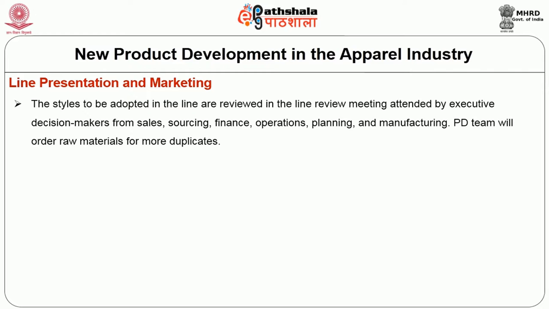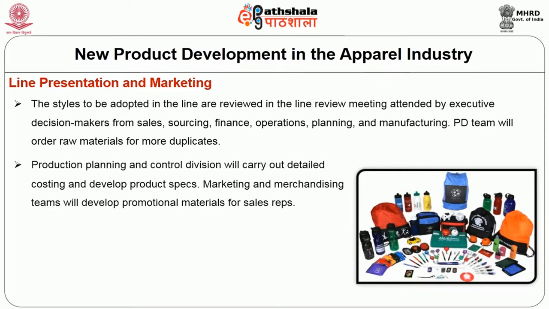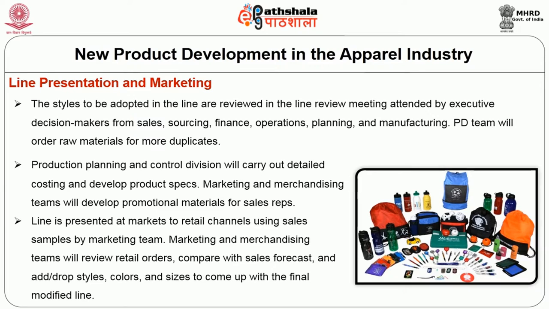The product development team will order raw materials for more duplicates. Production planning and control division will carry out detailed costing and develop product specs. Marketing and merchandising teams will develop promotional materials for sales reps. Line is presented at markets to retail channels using sales samples by marketing team. Marketing and merchandising teams will review retail orders, compare with sales forecast, and add or drop the styles, colors, and sizes to come up with a final modified line.